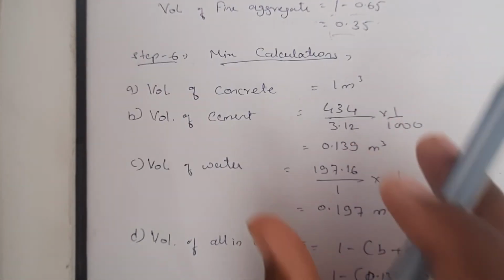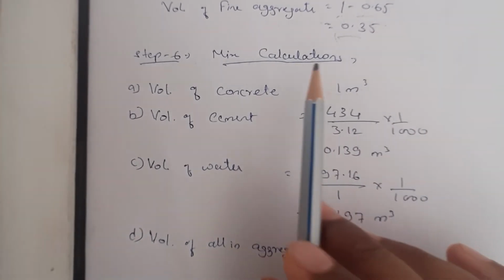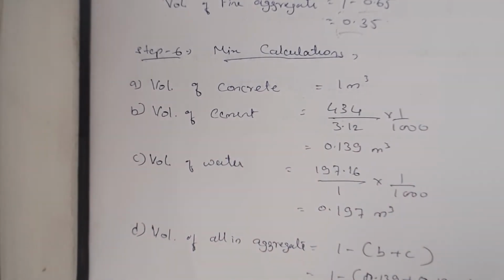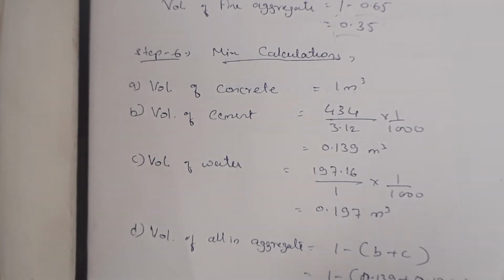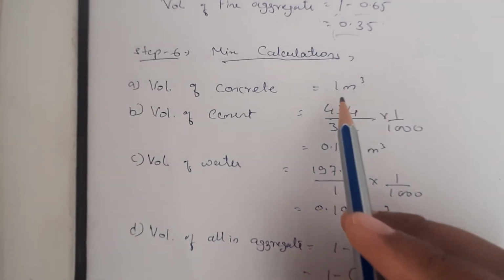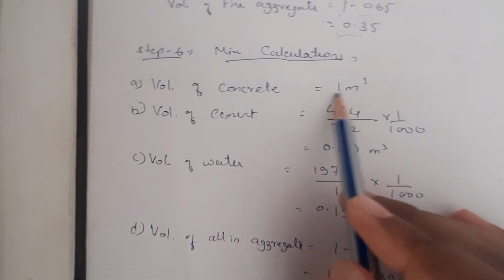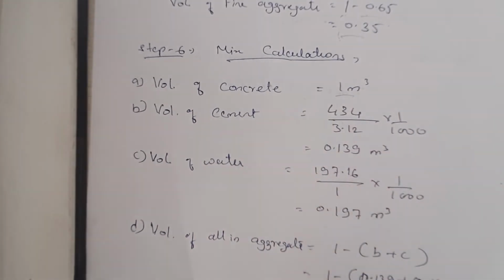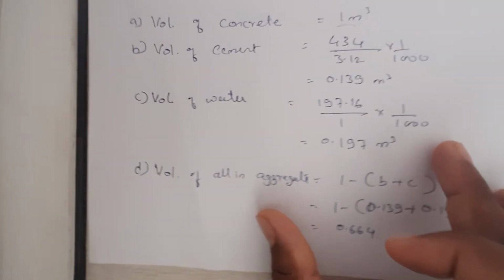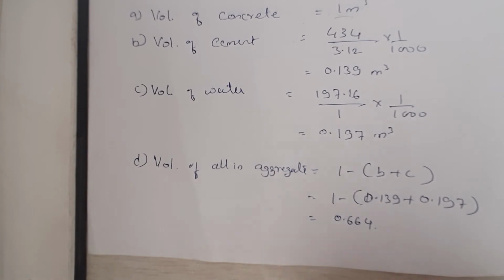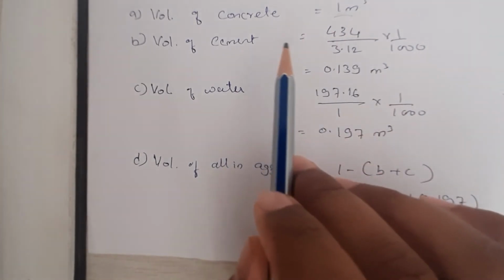From this, we are now going to do the mix calculation. That means the amount of coarse aggregate and fine aggregate is to be calculated. For that purpose, first we will consider the volume of concrete, that is 1 meter cube. For 1 meter cube of concrete, how much cement and aggregate are required? How will I calculate this first?